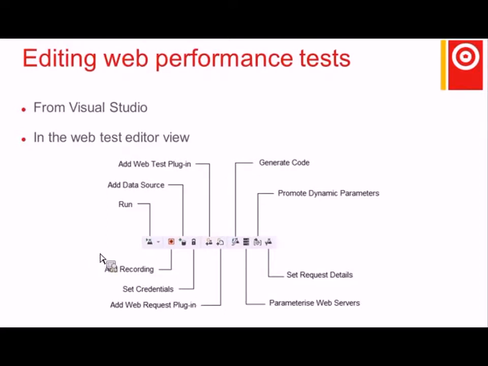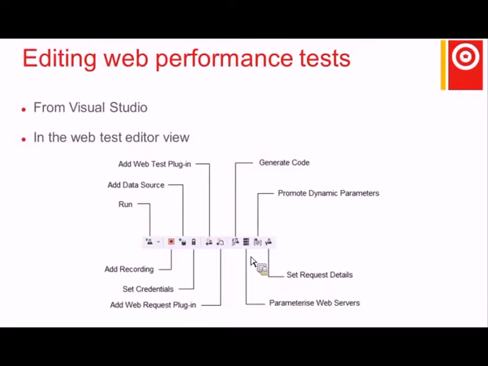What we also have is this option to generate code. Now, what this does is this turns your web performance test that you've recorded purely into source code, dependent on which kind of test you actually initially set up. So if you set your test project up as a C# test project, it will generate it in C#. If you set it up as a Visual Basic test project, it will generate it in Visual Basic code. But it will basically give you a source code equivalent of the web performance test.